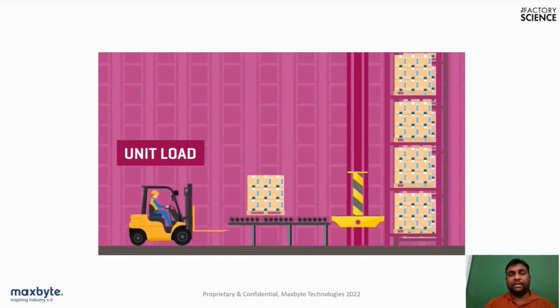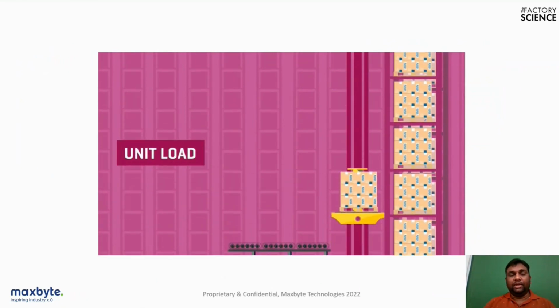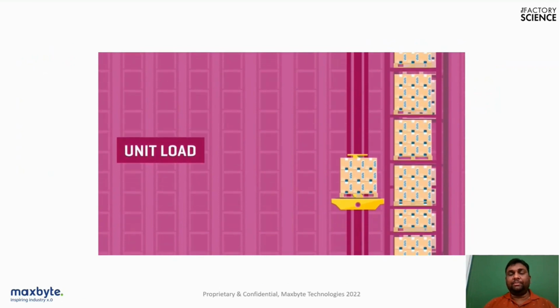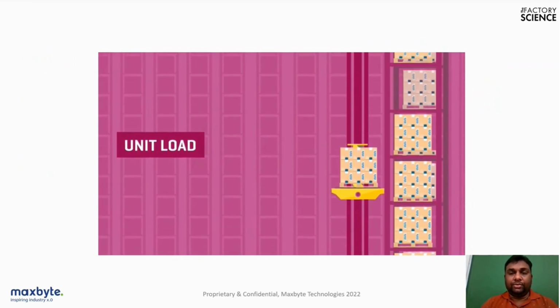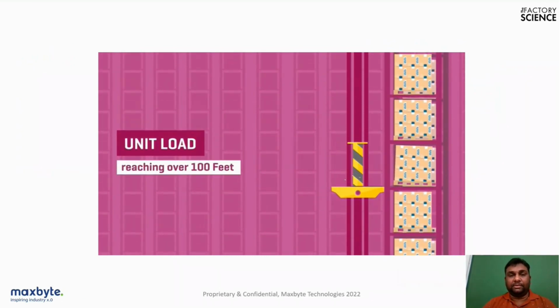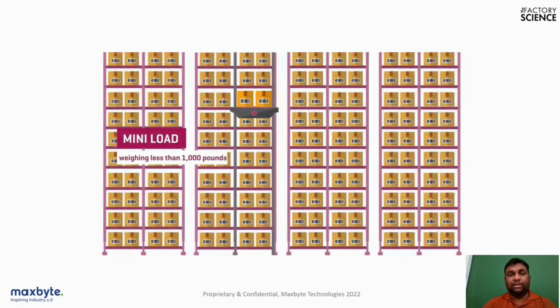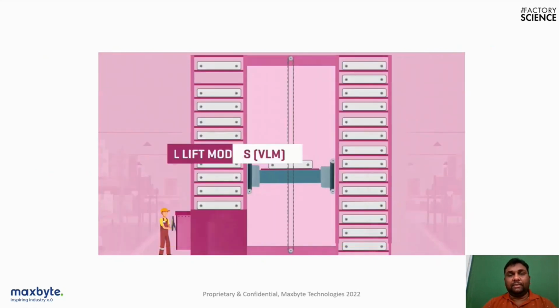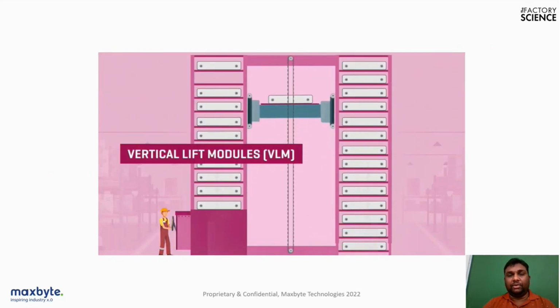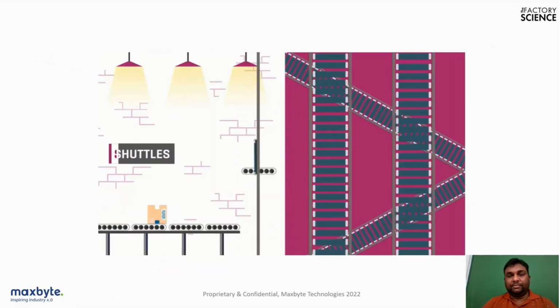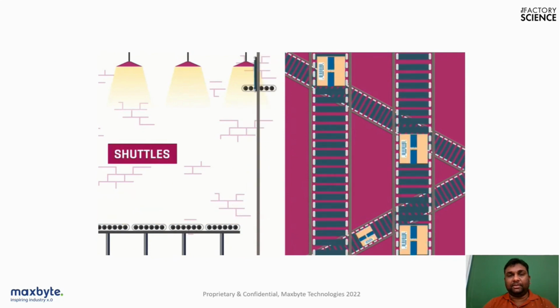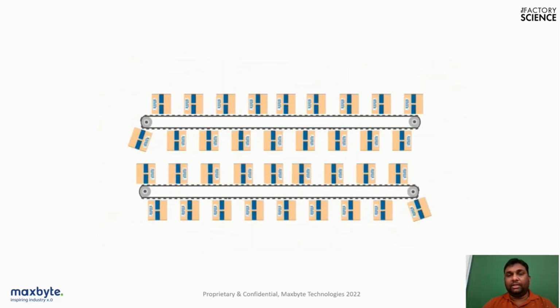So in this slide, this quick video will show some different types of ASR systems. This is a unit load ASR system of this configuration, and this is a mini load ASR system. And this is the vertical lift module, where it can store the materials and retrieve the materials from there. And this is shuttle based ASRS, as we have seen, right? It will be shuttling between the systems and it will deliver the material accordingly.